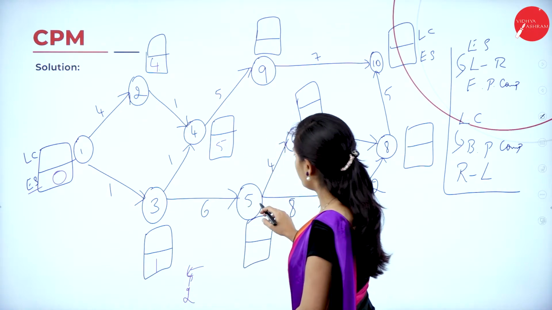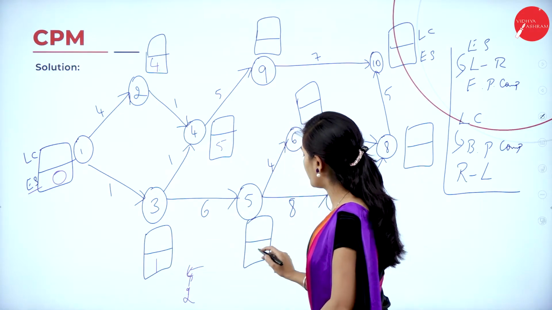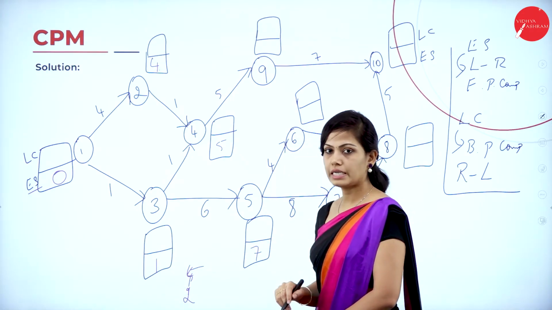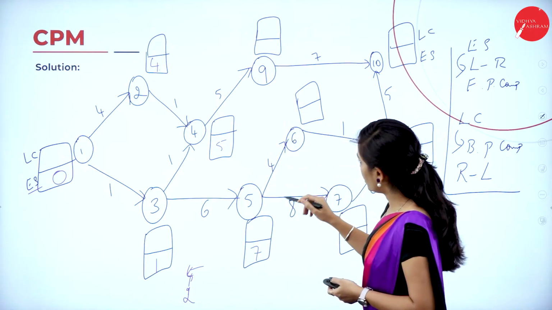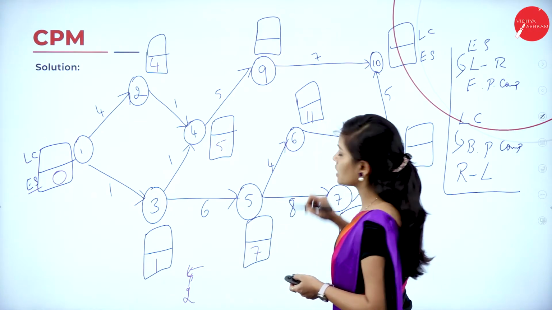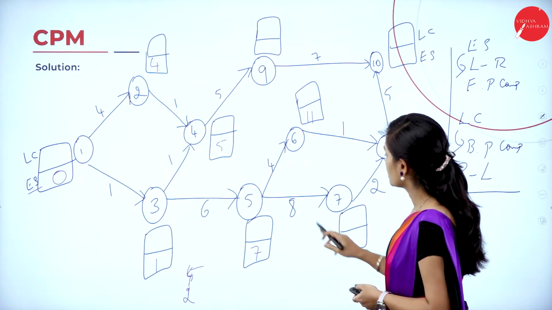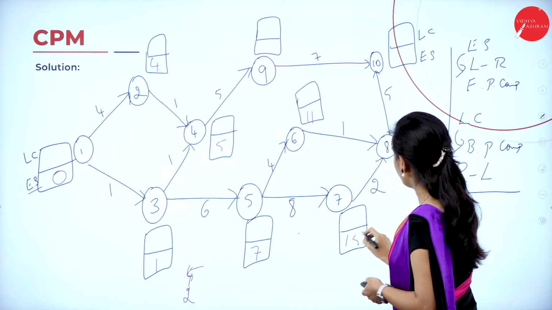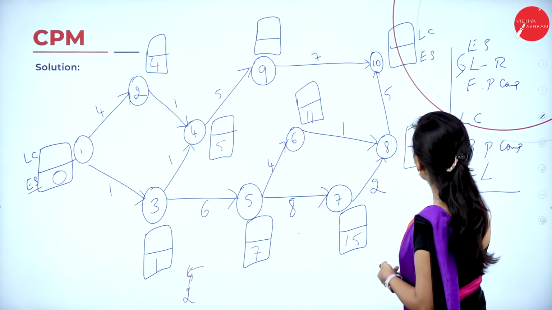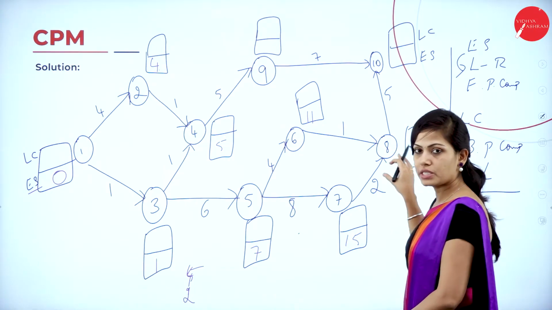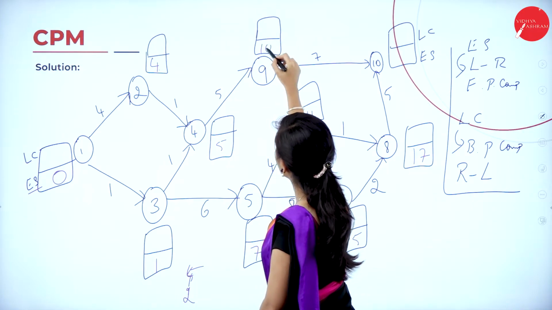And for 3 to 5, you have 6 plus 1, that is, the earliest starting time is 7. And for 5 to 6, you have 7 plus 4, the starting time is 11. And for 5 to 7, 8 plus 7 is 15. And for 7 to 8, 15 plus 2 is 17. So after this, for node 9, that is 5 plus 5 is 10.